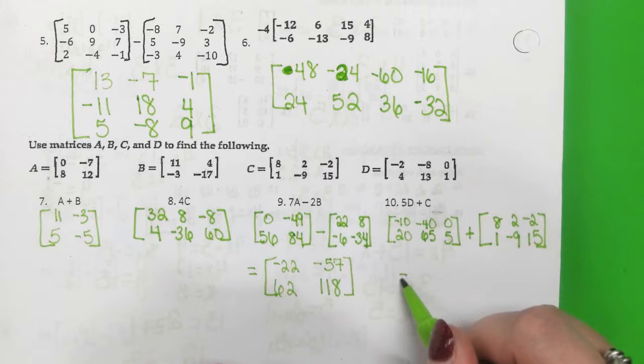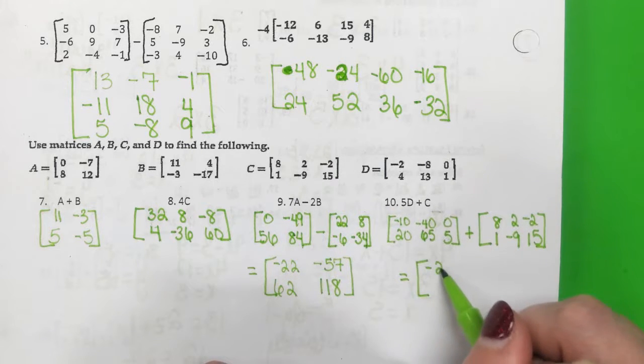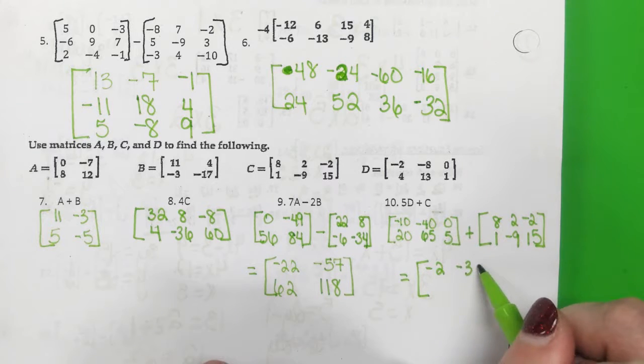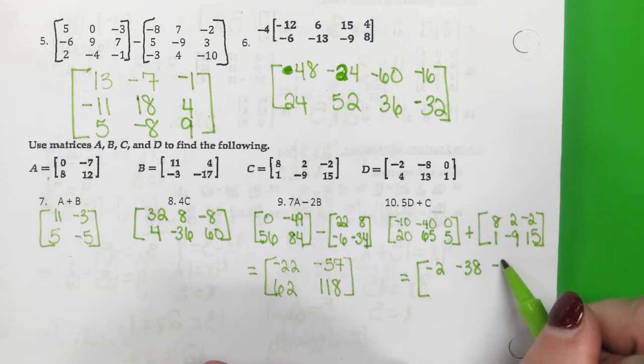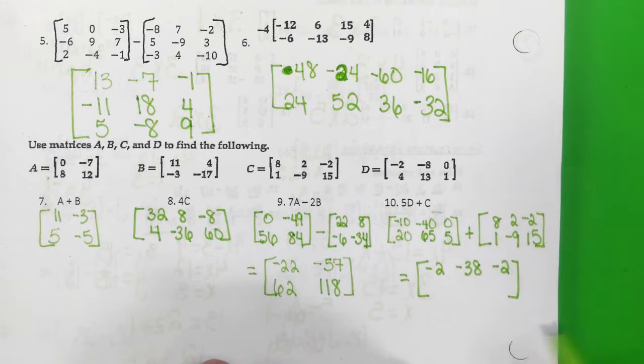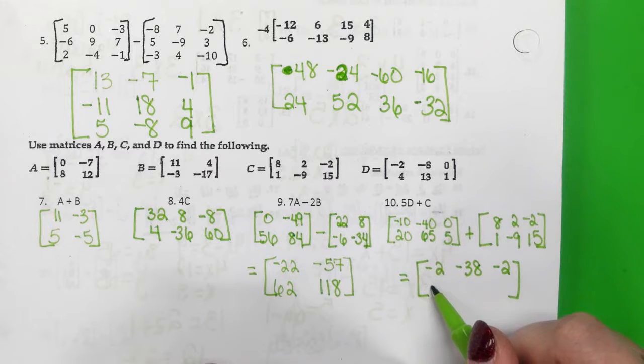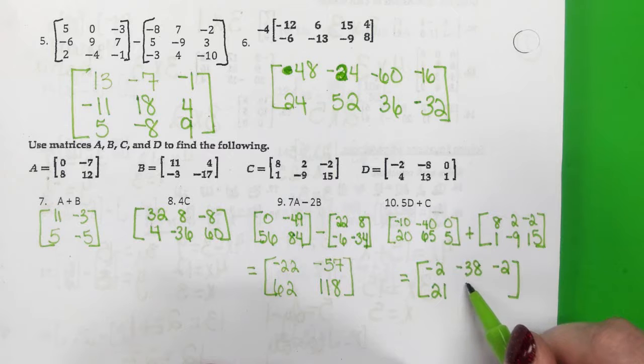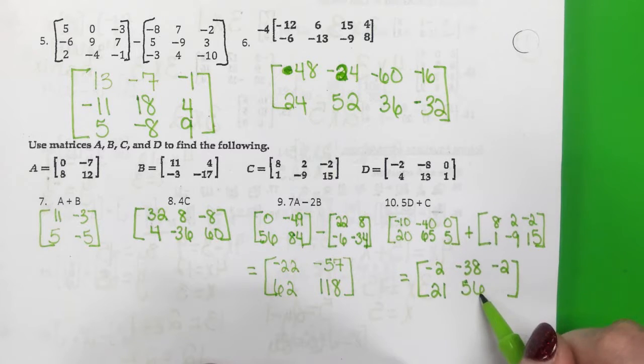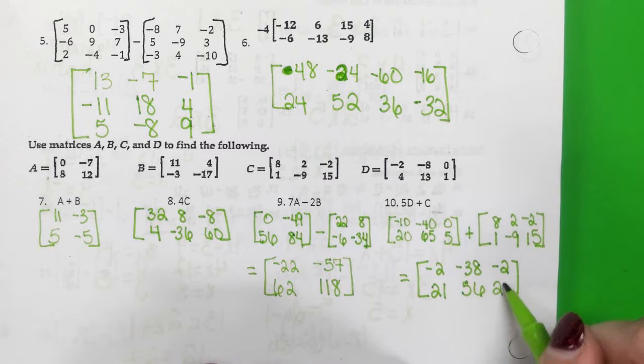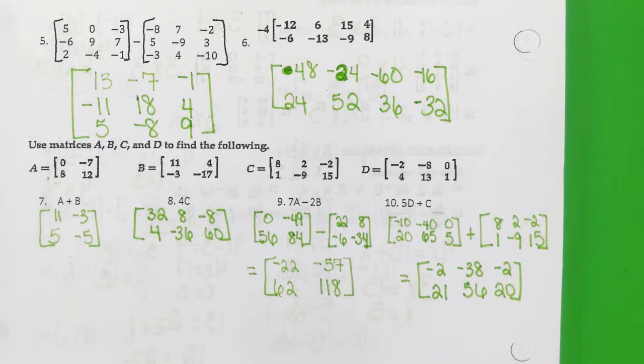Add them together and what do you get? Perfect. What about the second row? 21. 56. Perfect. Now, okay? So, homework tonight is page 3.